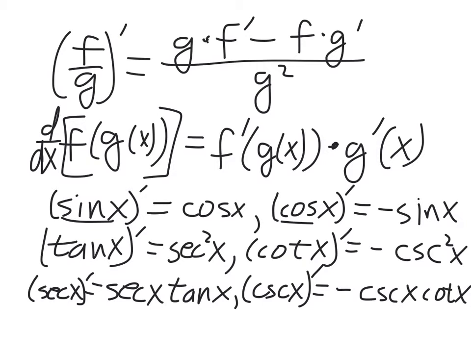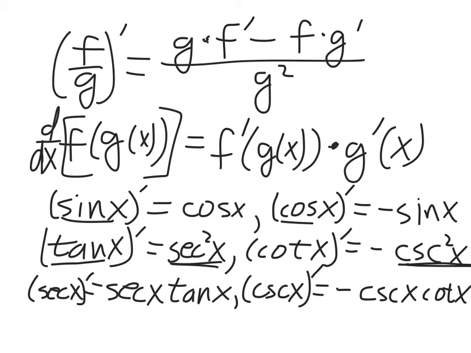Tangent x, take a look at that one. We have the secant squared x. And then related to that, derivative of cotangent x. Again, first the negative. And then it's the square of cosecant rather than the square of secant. So tangent and cotangent, those derivatives have the squares of either the secant or the cosecant.